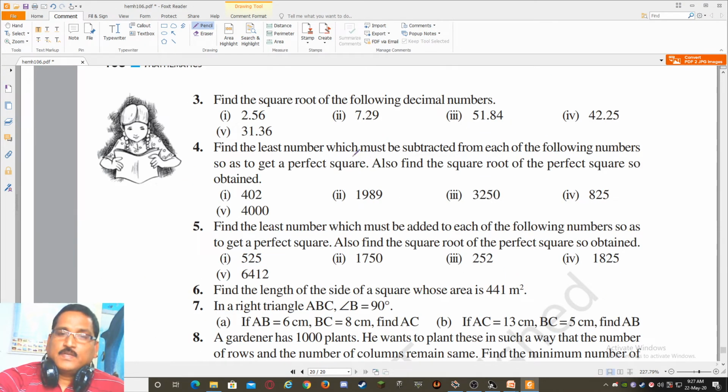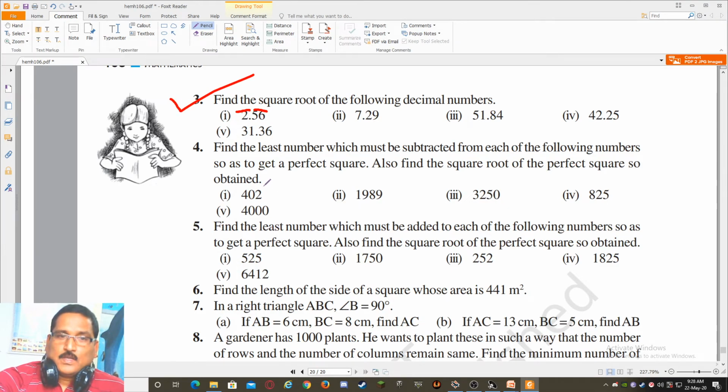Find the square root of a decimal number. I have given an example of a long number. So you have to put a bar from this side and you have to put a bar from this side. After that you have to perform the long division method. Okay, same here. This you have to practice at home.